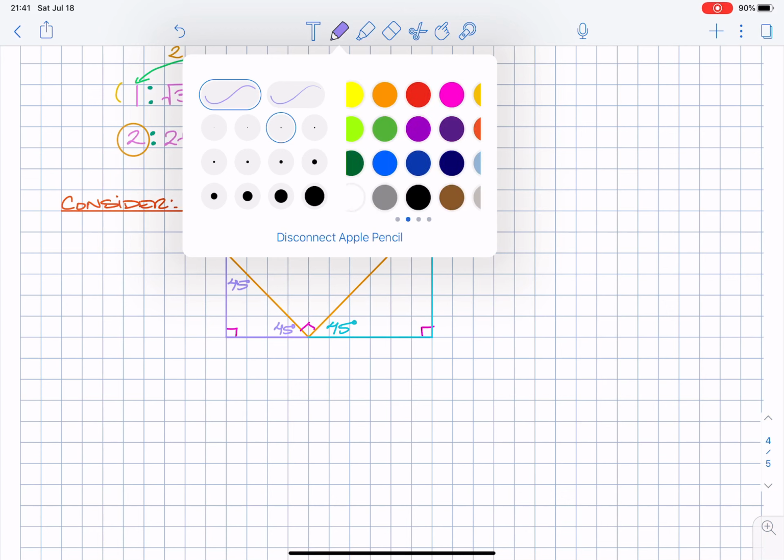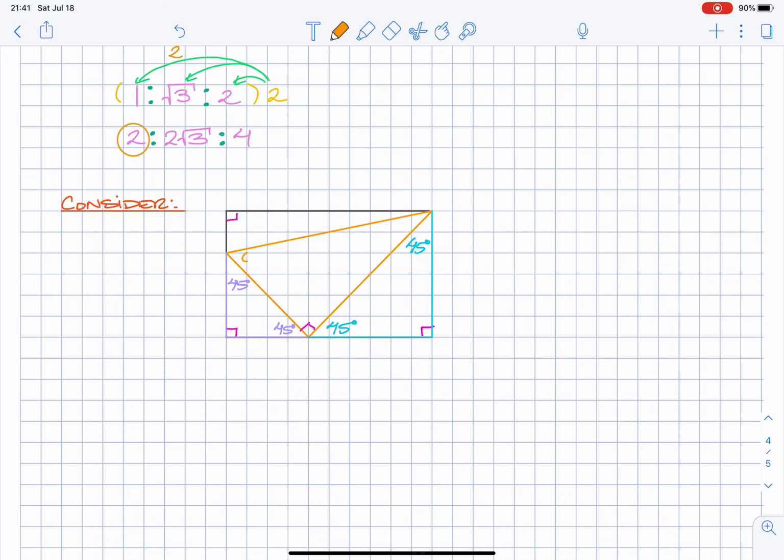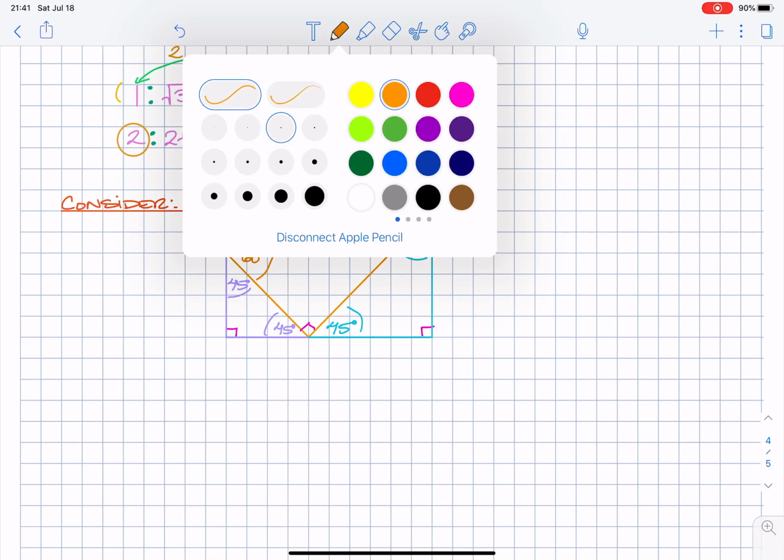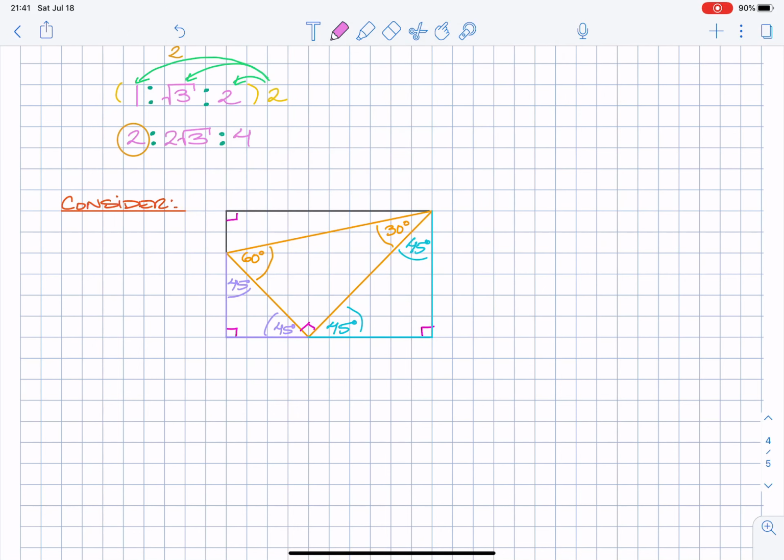So, let's say that this guy here measured 60 degrees. Well, since the other measure inside the orange triangle is 90 degrees, because of that right angle, I know that the final angle will be 30 degrees inside here. Okay, so what I'm looking for is the angle measures in this triangle up here. Let's call this pink.